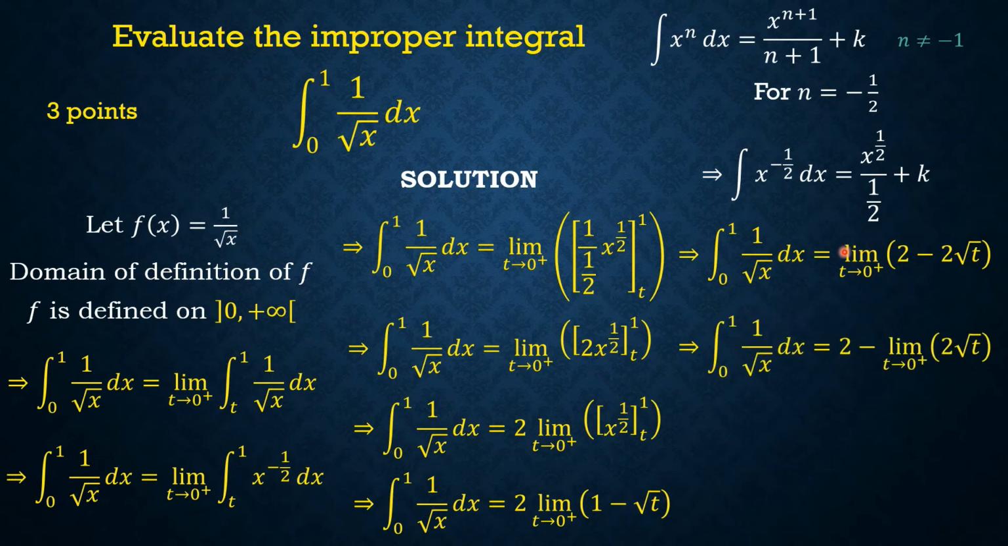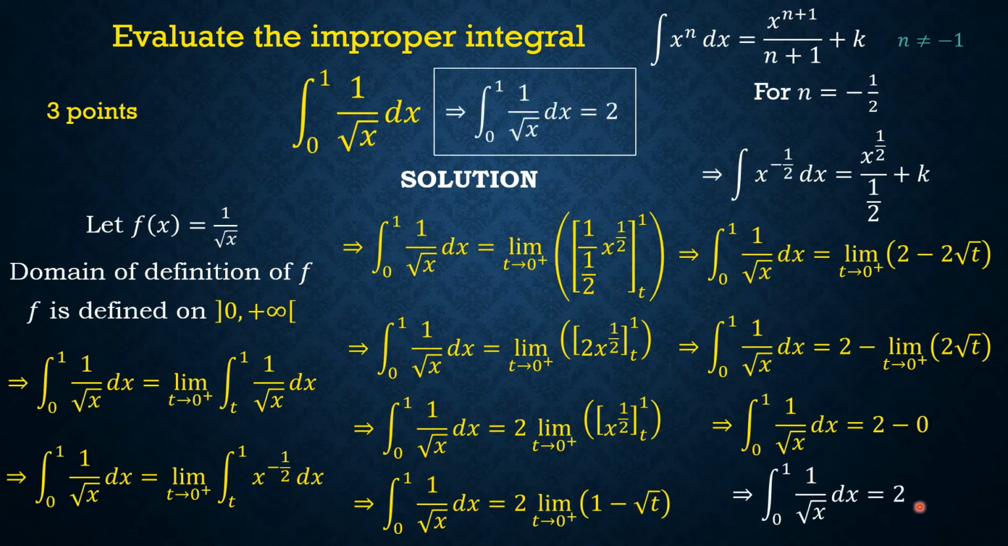From there, I can take the limit of the first part: the limit of 2 as t tends to 0 from above is 2, because it's a constant, by properties of limits. Next, the limit as t tends to 0 of 2 times the square root of t. As t tends to 0 from above, the square root of t tends to 0, so I have 2 times 0, which is 0. By so doing, the integral from 0 to 1 of 1 over the square root of x dx is equal to 2. So that is the final answer of the improper integral, which is definite.